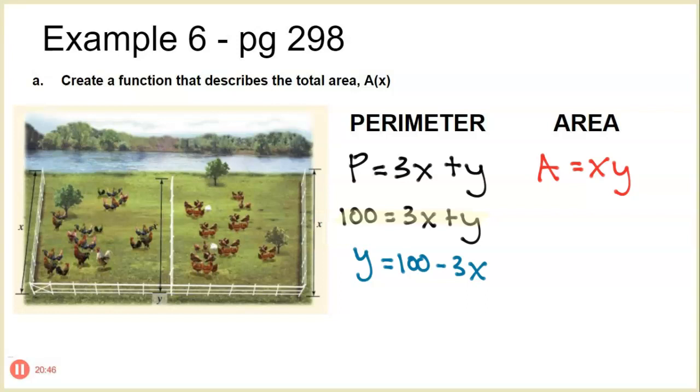And now I can take my area model. So the area is x times y. Well, I know y is 100 minus 3x. And so that will be 100x minus 3x squared. And so that will be a quadratic function. And that'll be for part A on that example for page 298.